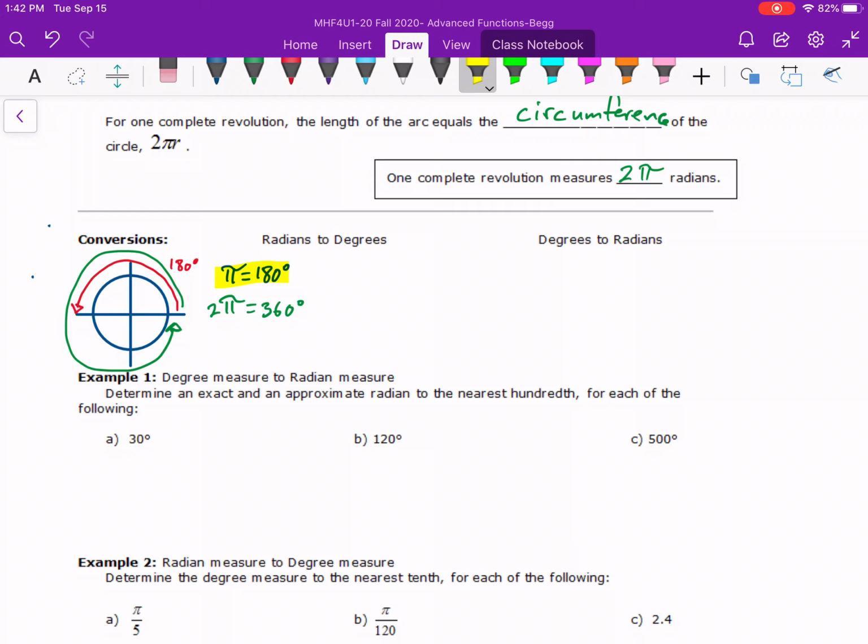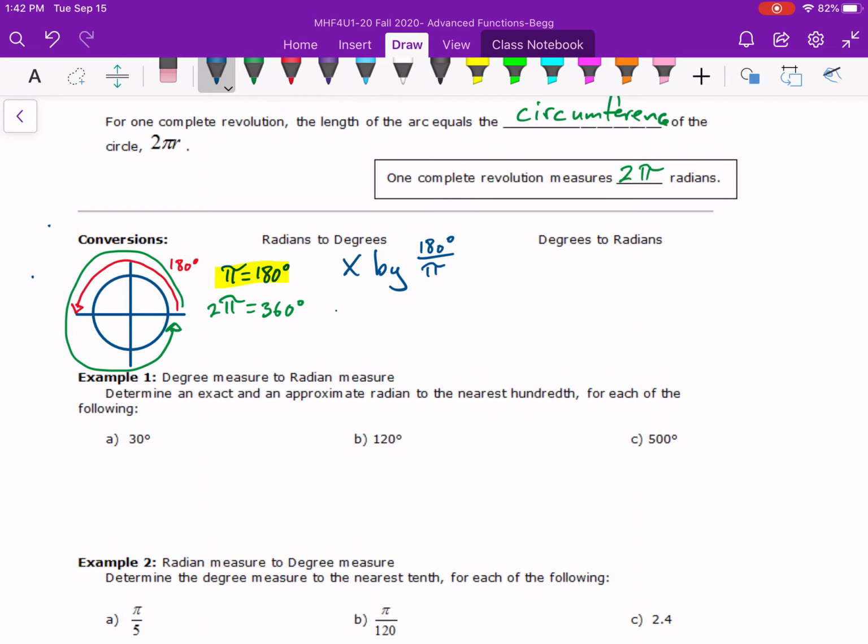That's sort of our benchmark that we use when we convert. So pi radians is equal to 180 degrees, or 180 degrees equals pi radians. Since they're connected to each other, they're basically just two ways of doing the same thing. An easy way to convert from radians to degrees: if I want to go from radians to degrees, I multiply by 180 over pi. Use that as a multiplication factor.